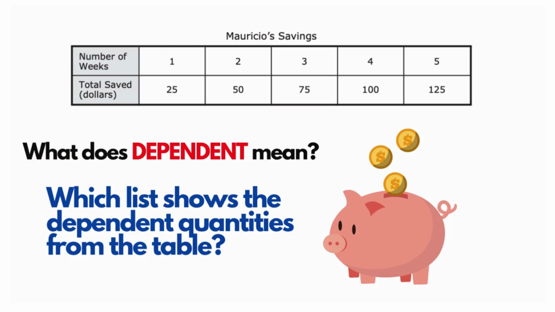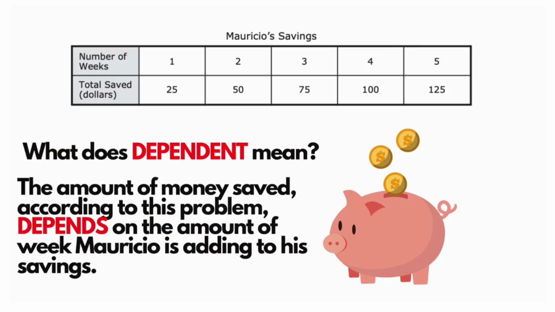So the question is, what does dependent mean? Dependent means that the value has to be created from something else. So it can't stand by itself. So let's look at the amount of money saved. According to this problem, it depends on the amount of weeks Mauricio is adding to his savings.